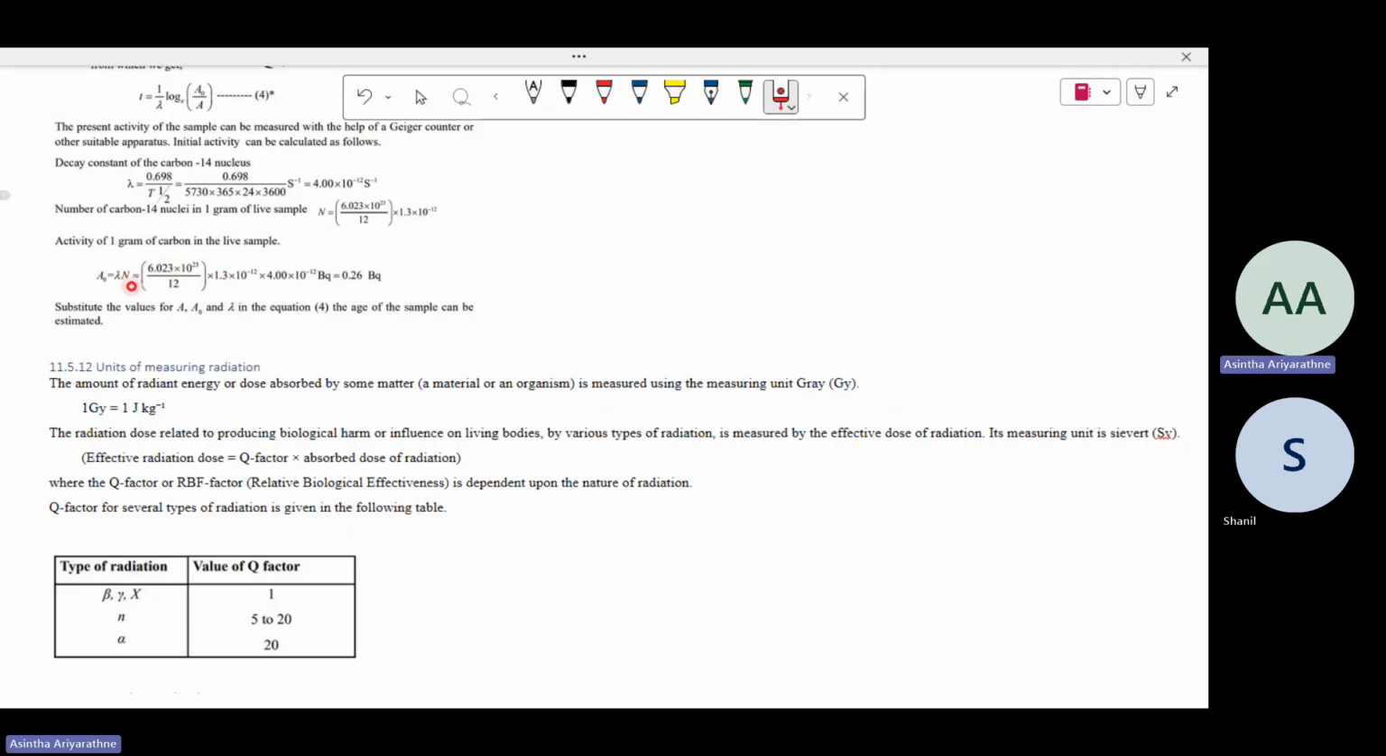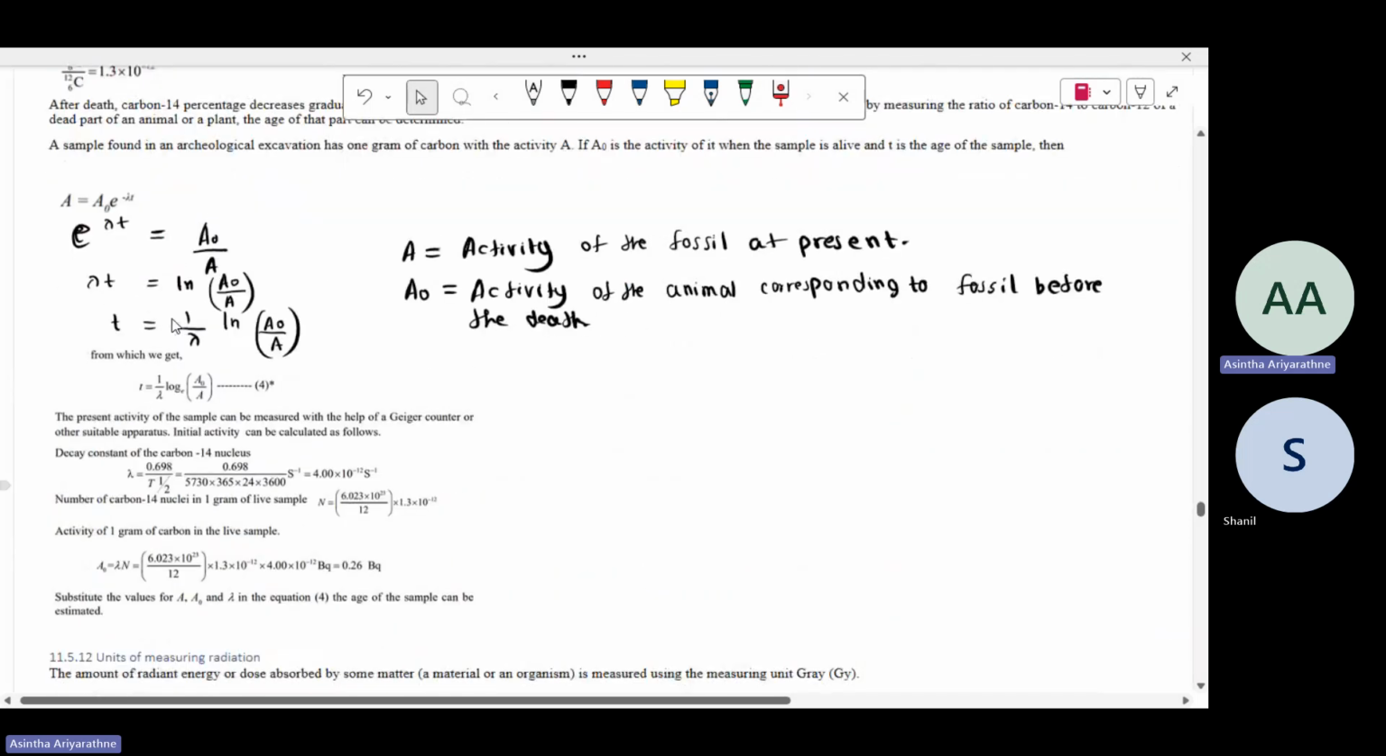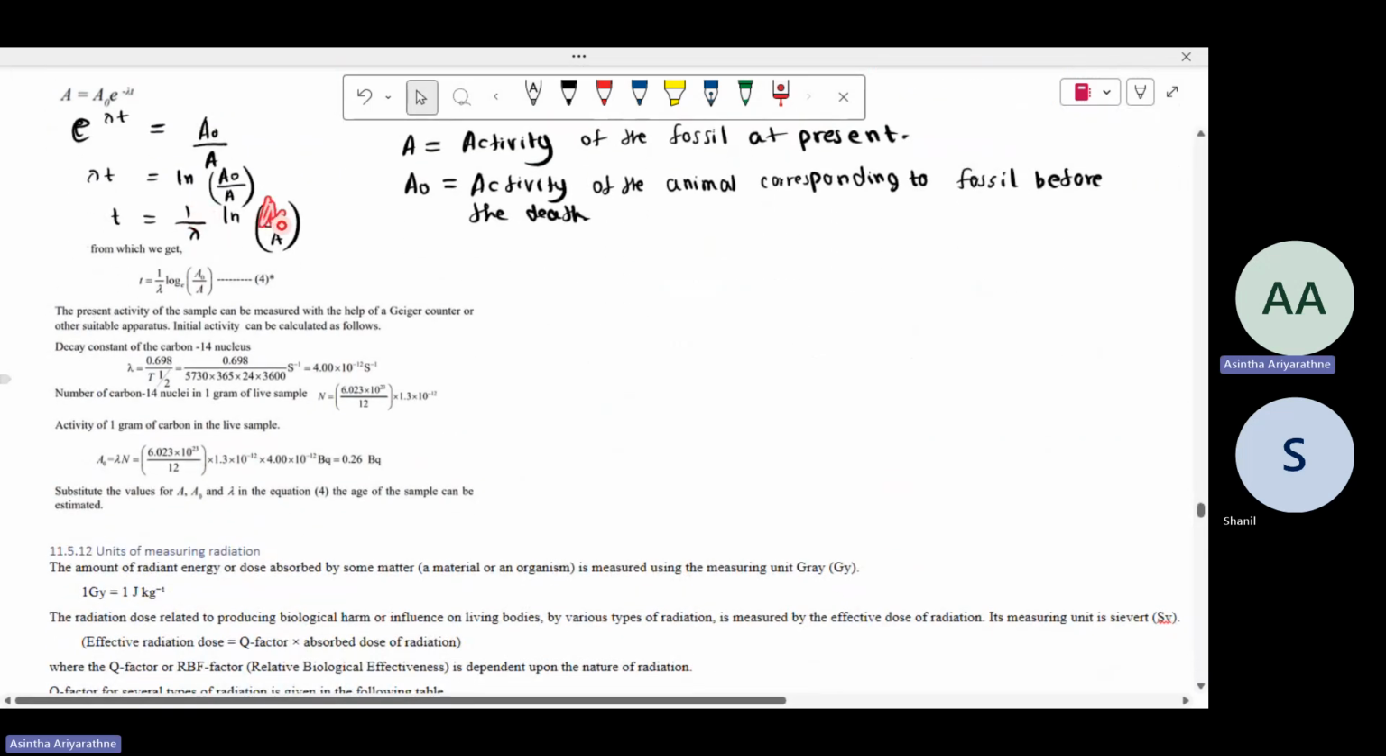Right, so we have N. N is the number of carbon-14 isotopes, multiplied by the decay constant, which we found earlier. The decay constant is 0.26, and A naught is 0.26 becquerel. Now we have A naught, A and lambda, and we can find the time. We can find the age of the bone or the animal, and that's called carbon dating.